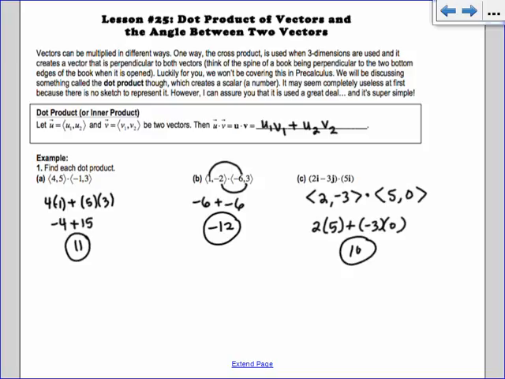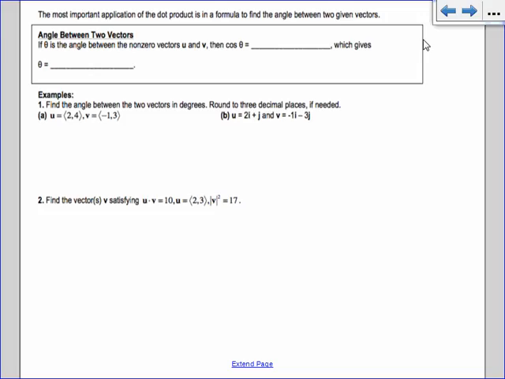Okay, so how do we use the dot product? One of the most important ways of using the dot product is to find the angle between two vectors. So it says if theta is the angle between the non-zero vectors u and v, then cosine of theta ends up being u dot v all over the magnitude of u times the magnitude of v. If you remember, the magnitude is just the length, right? And we found that in the last section by doing x squared plus y squared, or u1 squared plus u2 squared if you want to.